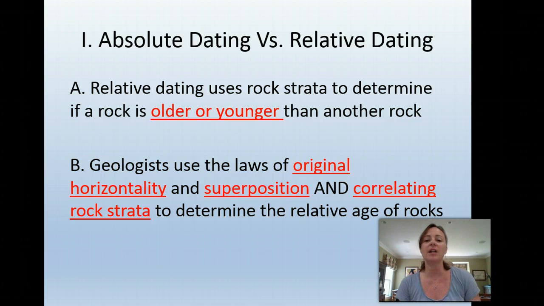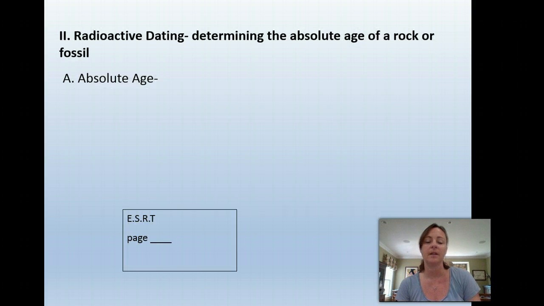Relative dating uses rock strata to determine if a rock is older or younger than the other rock. That's known as relative dating because you're saying whether it's older or younger. Geologists use the laws of original horizontality and superposition, and they also correlate rock strata to determine the relative ages of rocks. Well, now we're going to look at absolute age.